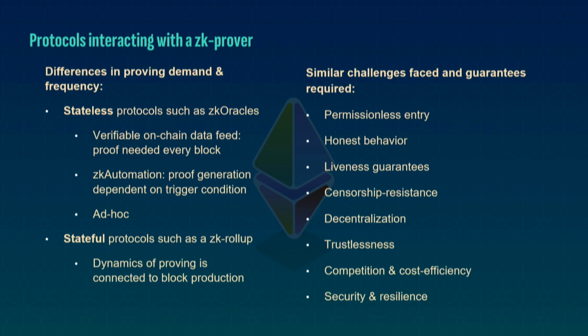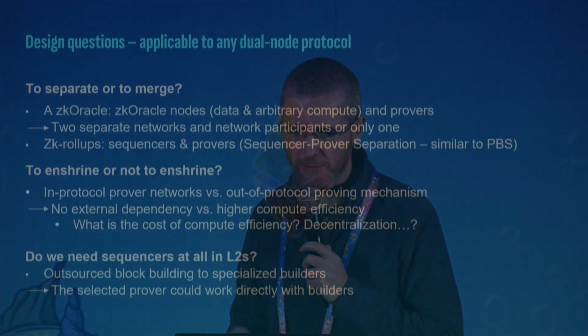While for stateful protocols like ZK rollups, the dynamics of proving is actually driven by the block production workflow. Regardless of the differences, the challenges faced and the guarantees required by all these protocols are actually pretty similar. I listed here a couple of them, and what we are looking at when designing a protocol, and that's what I'm going to try to break down in my case study as well, is to make sure we can check as many of these as possible.